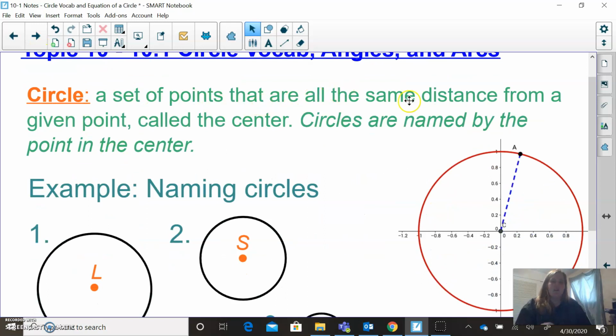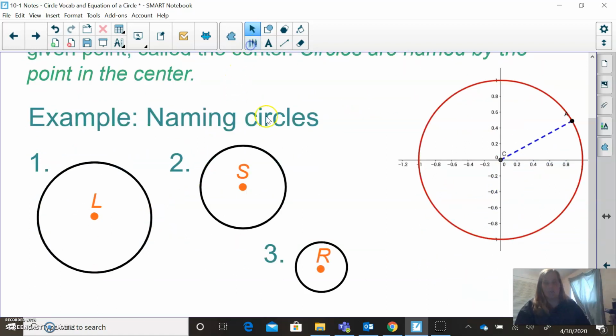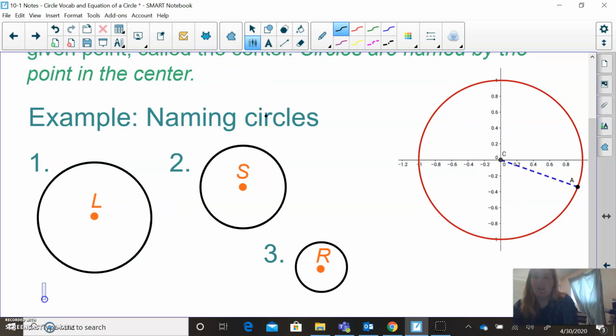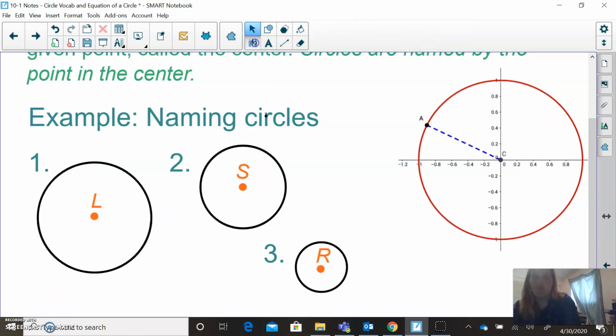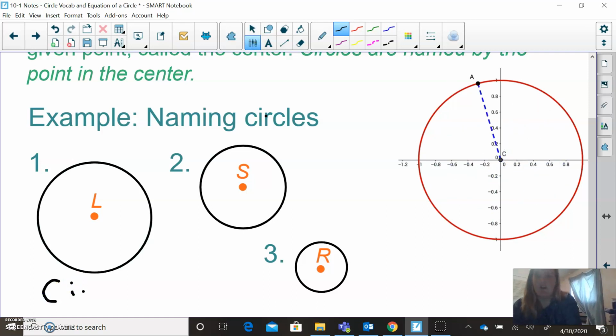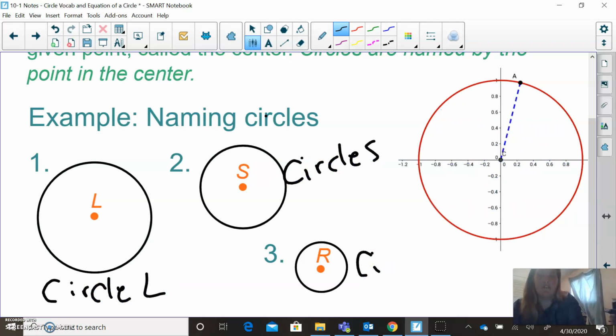A circle is a set of points that are all at the same distance from a given point, called the center. Circles are named by the point in the center. So this is circle L. This is circle S. And this is circle R. We always use capital letters for the name of the circle, and like I said, the center point will be the name of the circle.